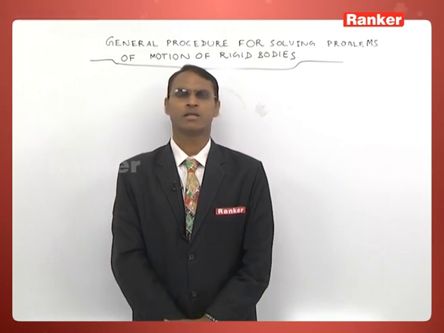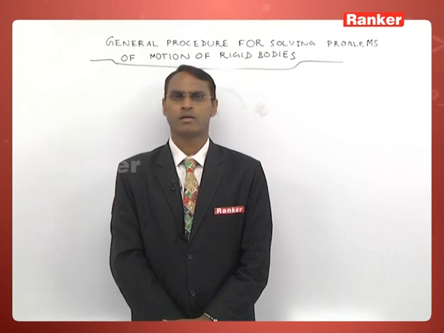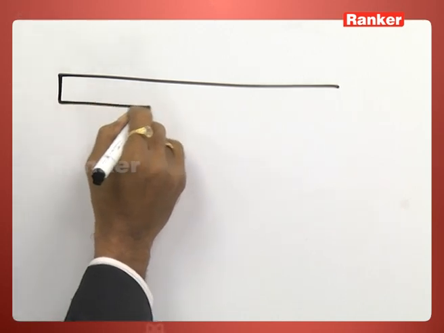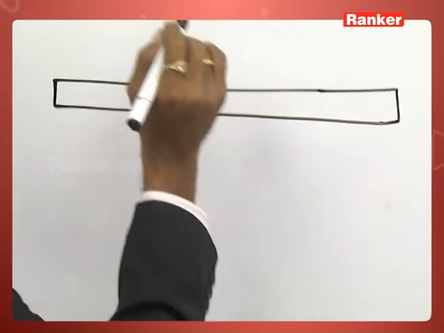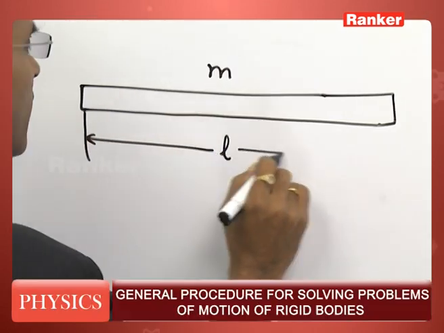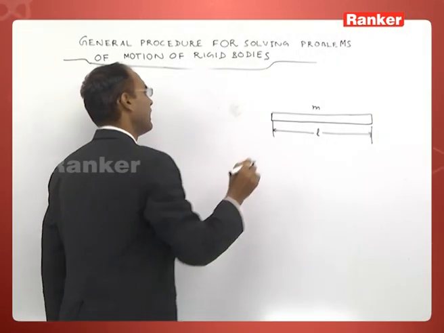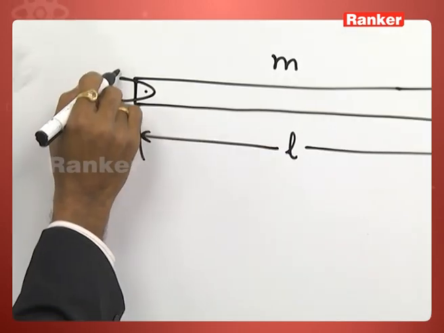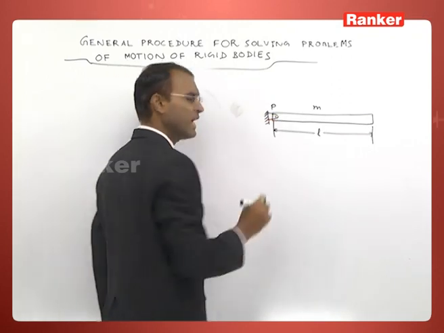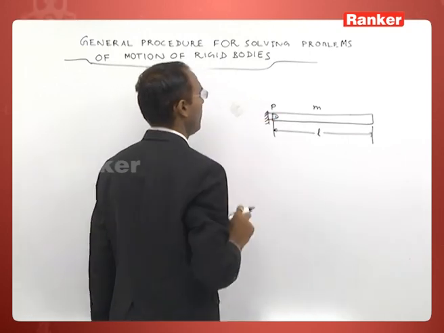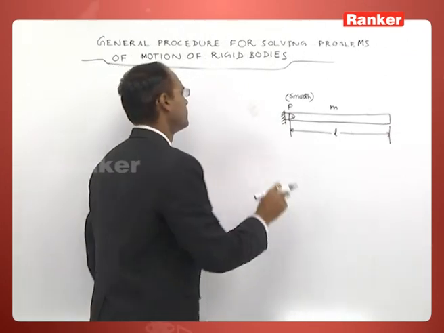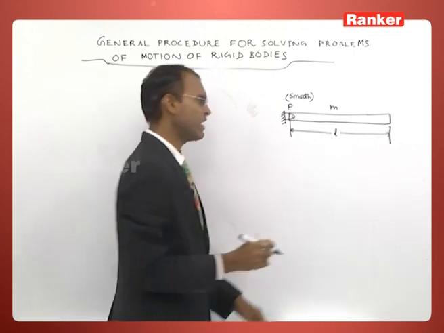Well, so let us take another example. This is a rod of mass m, and length L. Let it be pivoted at one of its end, that is P. Assuming that there is no friction at this point, so this is called smooth pivot, and it is subject to gravitational field.